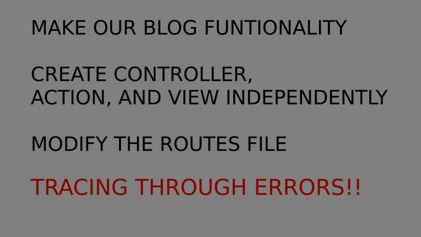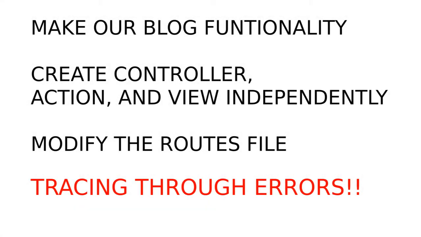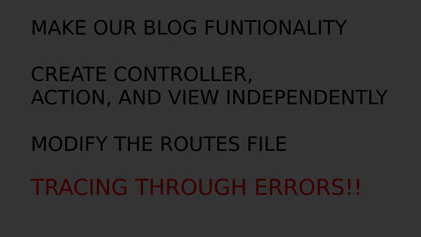We will now make our blog functionality. You will create a controller, action, and the view independently from one another. We will modify the routes file again, and we will be tracing through a series of errors so you will have a clear understanding of what you are doing. Let's get started again.